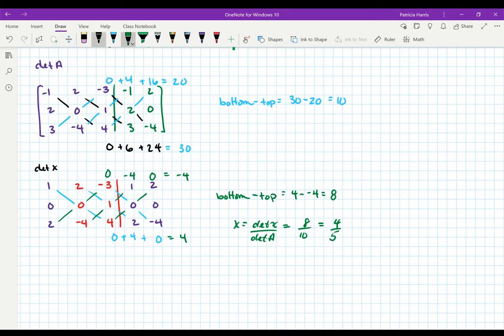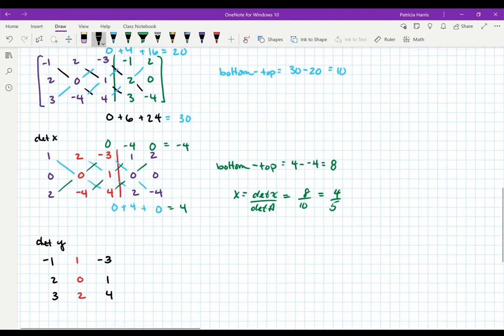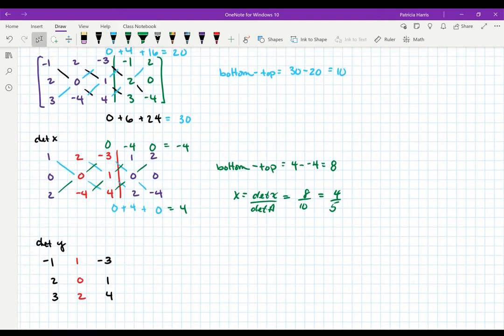Okay, so now we're going to replace the y column. We're going to put the x column back. So we're going to go back to -1, 2, and 3. We're going to replace the 2, 0, -4 with the 1, 0, 2. And we're going to find our determinant again.